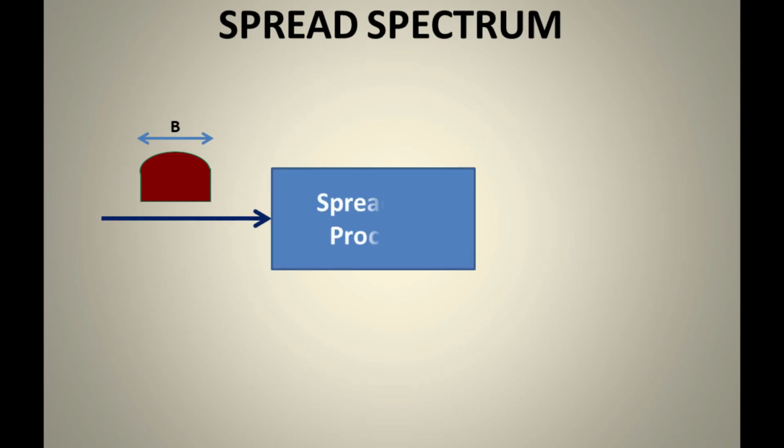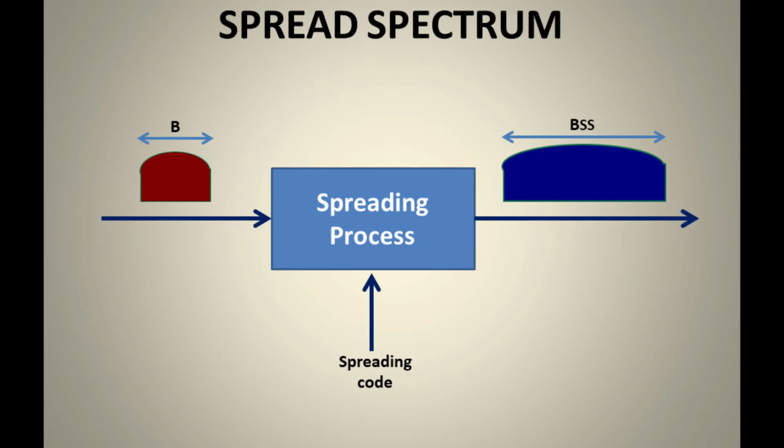Okay, and it goes through the spreading process using a particular spreading code, and we get the spread signal. So on the right we have the spread signal. Now the first technique in this case is the frequency hopping spread spectrum, FHSS.